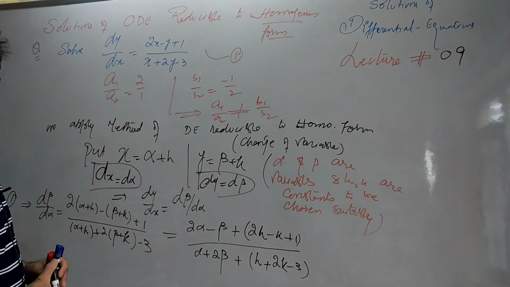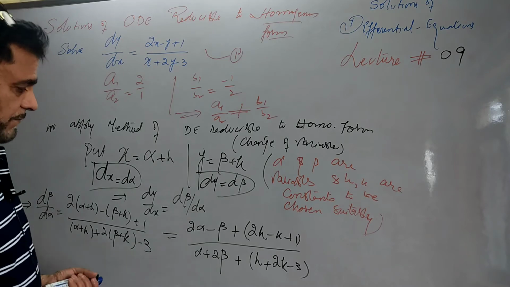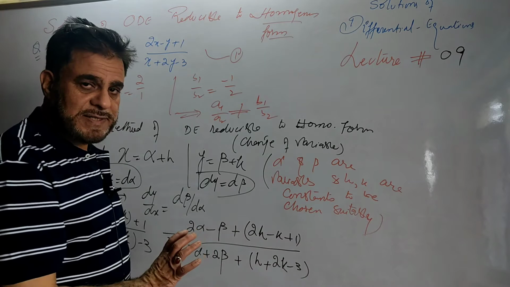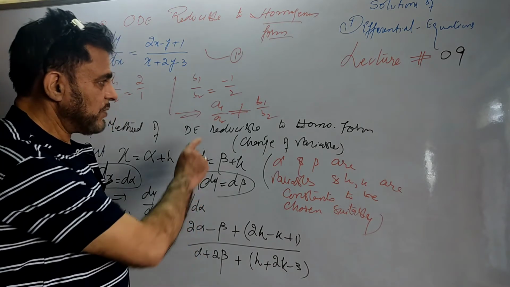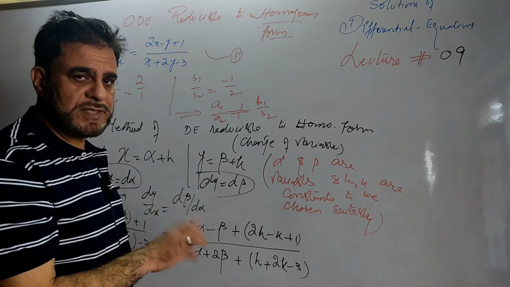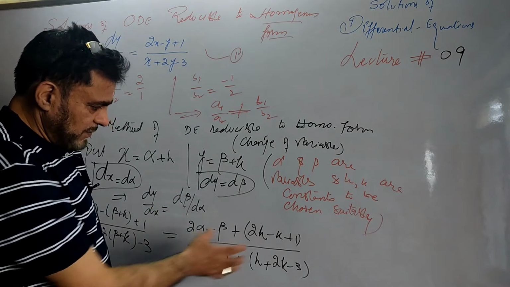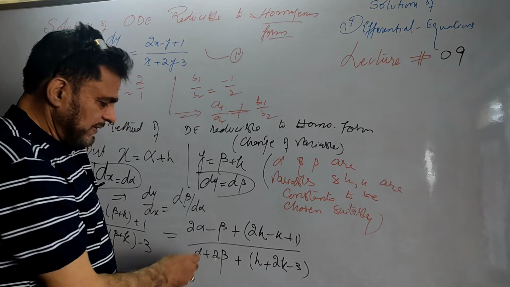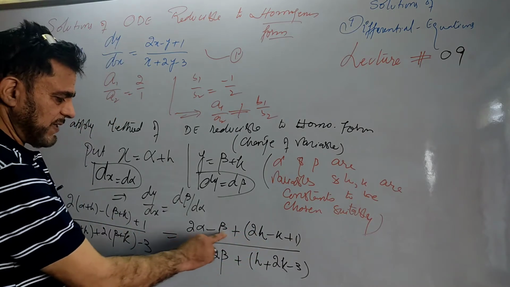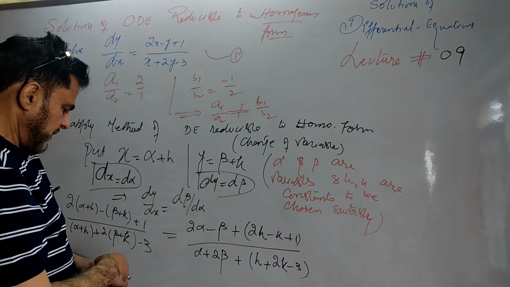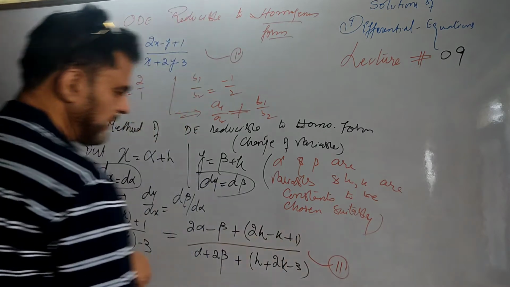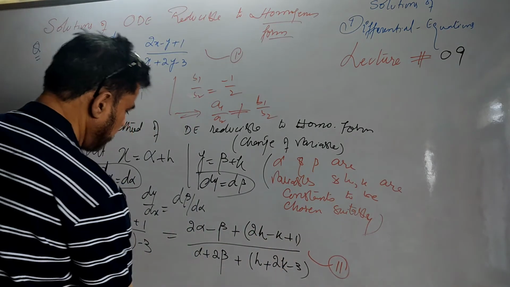Now, as per the method, we have to choose h and k such that these are 0 simultaneously, because at this time we are doing the case where a1 by a2 is not equal to b1 by b2. It is reducible to homogeneous form. We choose h and k such that these are simultaneously 0, then it will reduce to 2 alpha minus beta by alpha plus 2 beta. Let us name this equation number 2. Let us come here now.